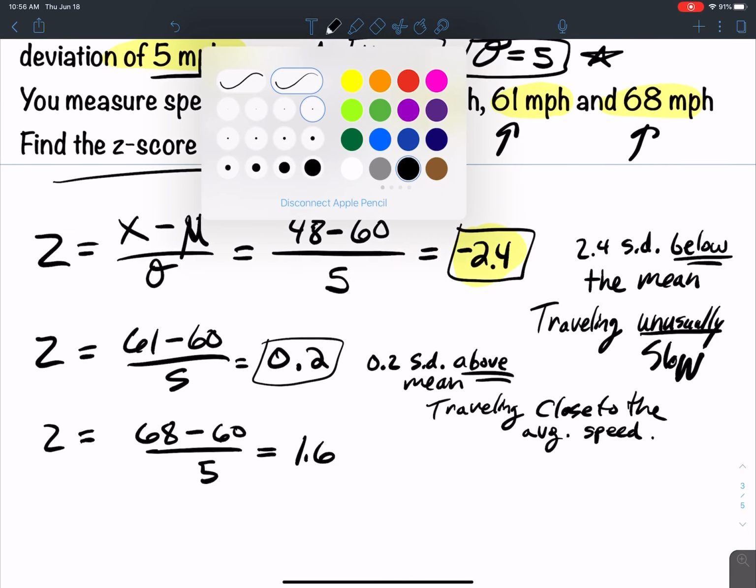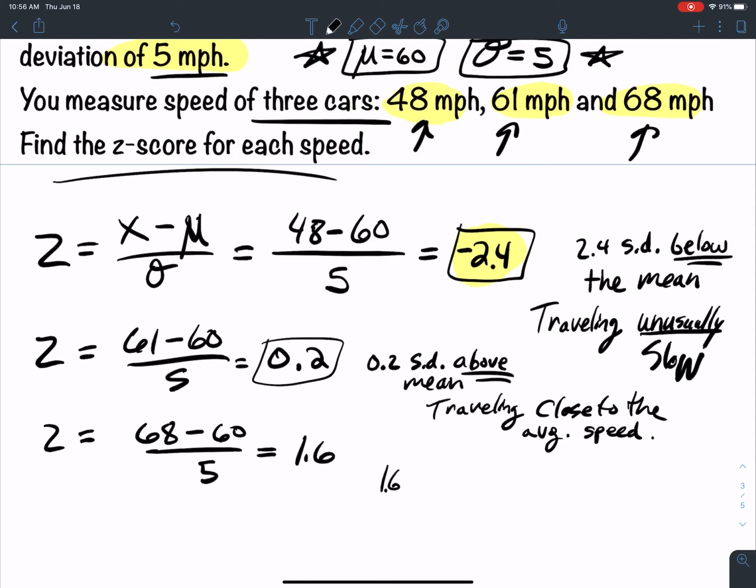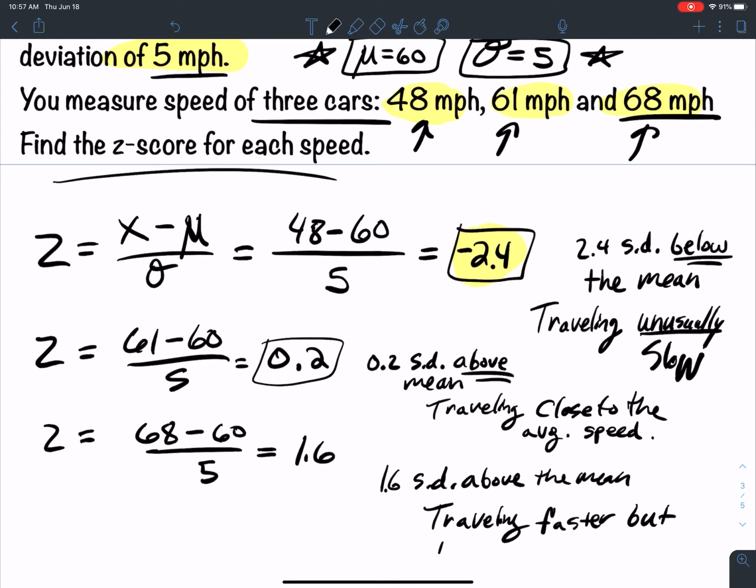And then 1.6, that's a positive 1.6, so that tells me I'm 1.6 standard deviations above the mean, because it's positive. All right? So that's faster. 68 is faster than driving 60, right? But it's not unusually fast because it's not 2 standard deviations above the mean. So you're traveling faster, but not unusually fast.